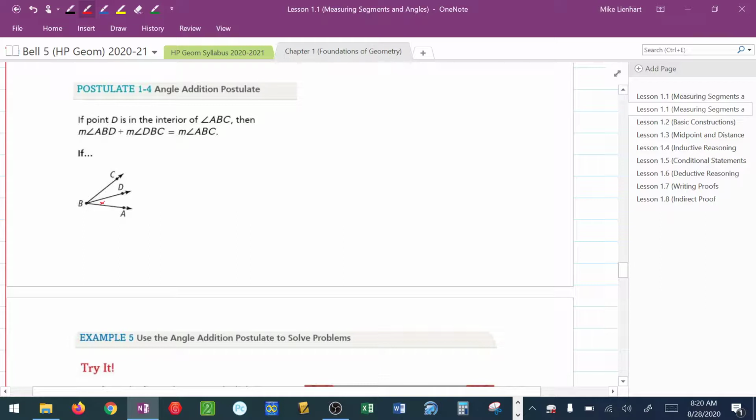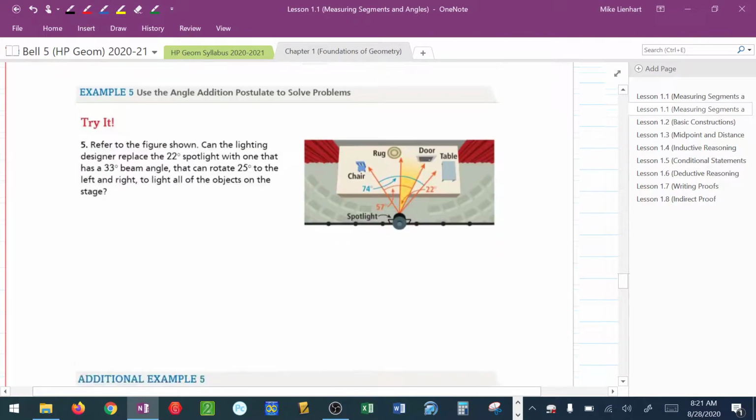Angle DBC is this angle right here, from D to B through C. All right? If I add them up, I get this big angle, angle ABC. So little angle plus little angle equals big angle. All right? Let's take a look at this now.